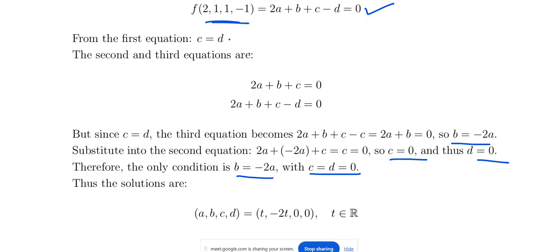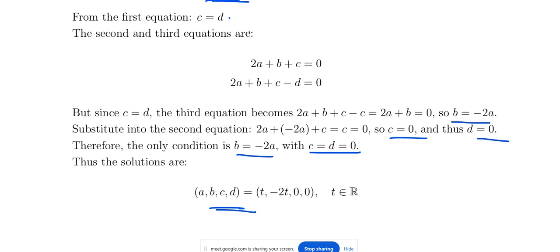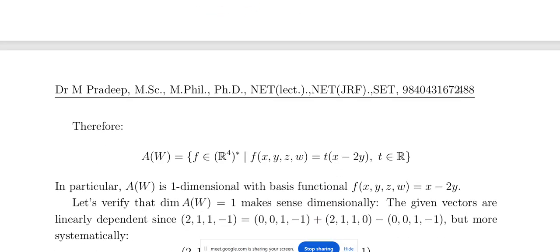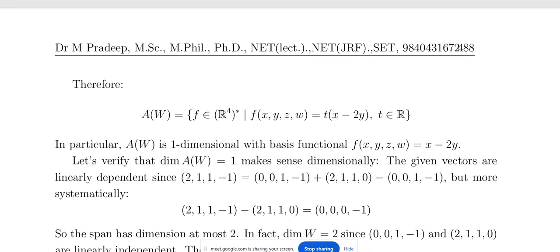So that is t, minus 2t. Taking a equal to t, we get t, minus 2t, 0, 0. This is abcd, so this is the solution. So t into 1, minus 2, we can write that as x minus 2y, t into x minus 2y. The collection of f of x comma y comma z, that is the A of W, is also one dimensional with basis functional x minus 2y. So dimension of A of W equal to 1.